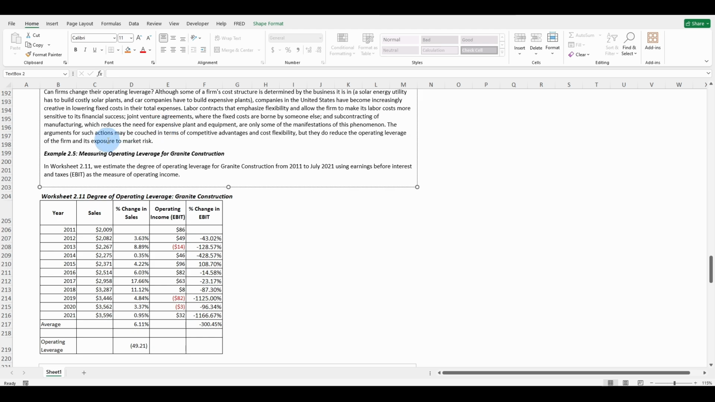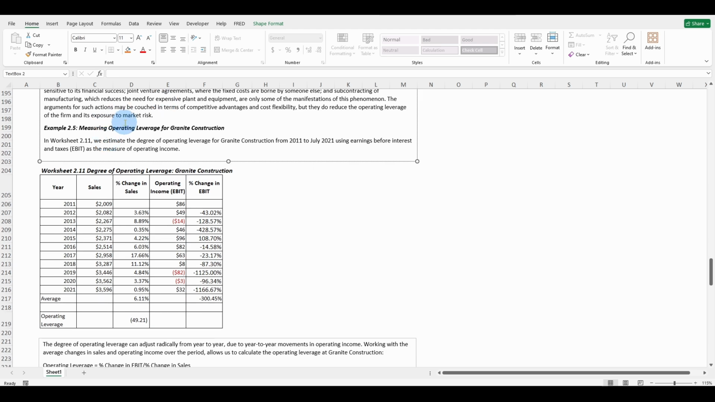The argument for such action may be couched in terms of competitive advantages and cost flexibility, but they do reduce the operating leverage of the firm and exposure to market risk.